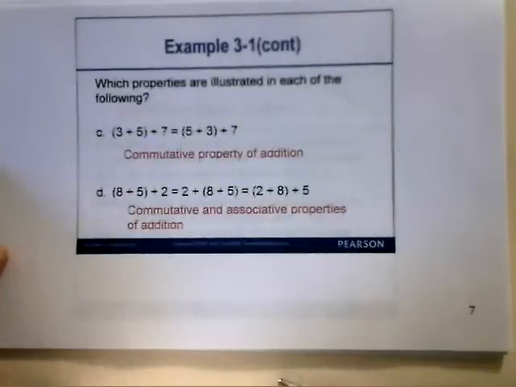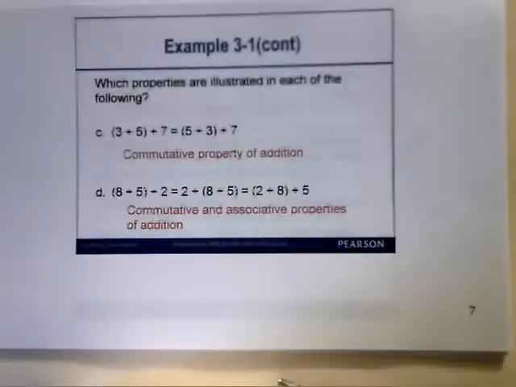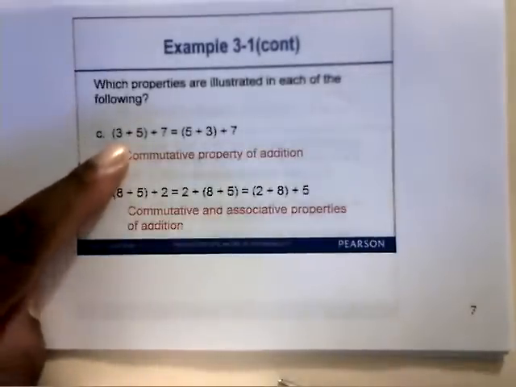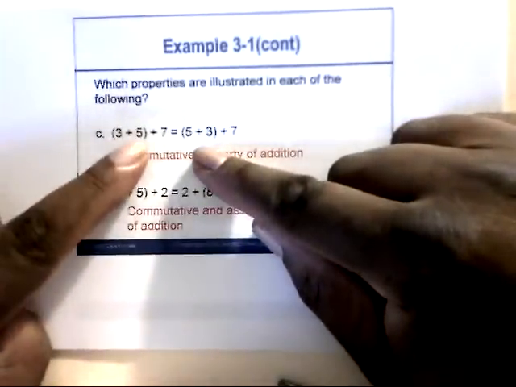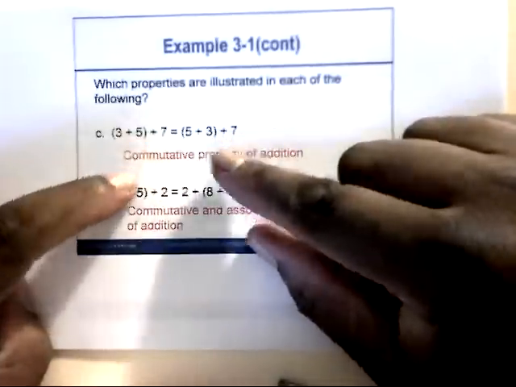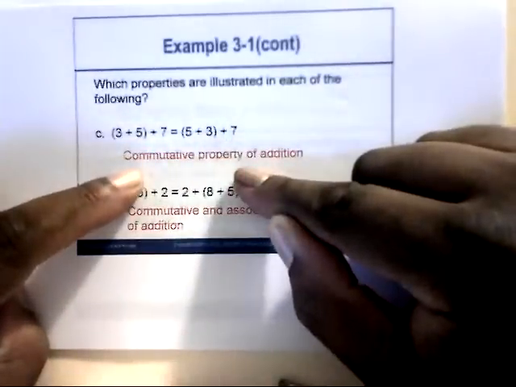Okay, another example. In the parentheses, you have 3 plus 5, and then plus 7 is equal to 5 plus 3, in parentheses, plus 7. What property would this be? Now, you want to be very careful here because the order is different. In 3 plus 5, and on the right side, you got 5 plus 3. That's the commutative property of addition.